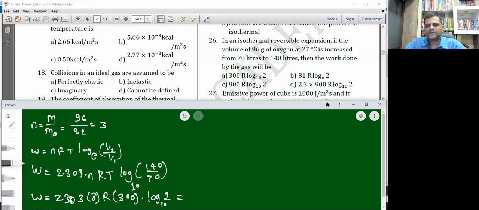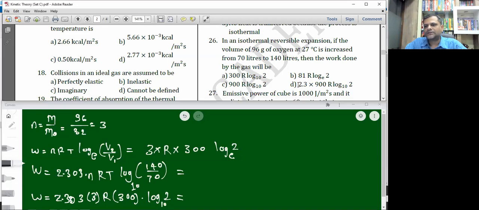Hence when calculated here, wait. If we don't convert it into log to the base 10, then it will remain like this. So here it will remain as it is, and in that case if we put the value of n as 3, R as it is, and the value of T is already 300, and that is multiplied by log of V2 upon V1, which is 2 to the base e, we will get 600 R log 2 to the base e. But again that is not the correct option.